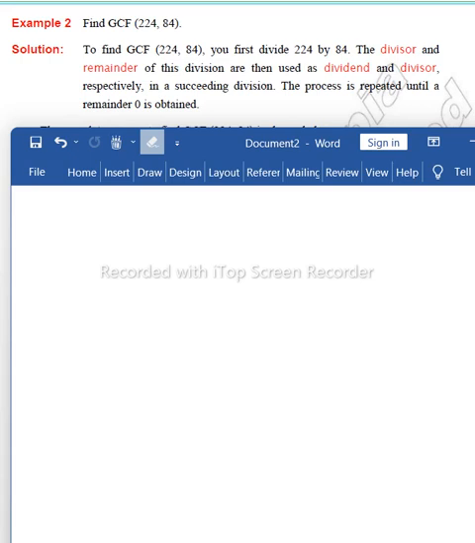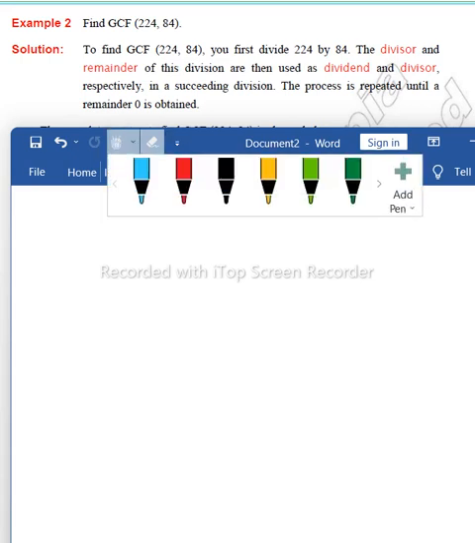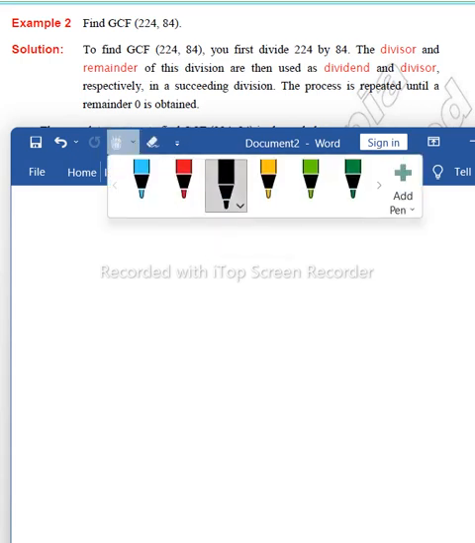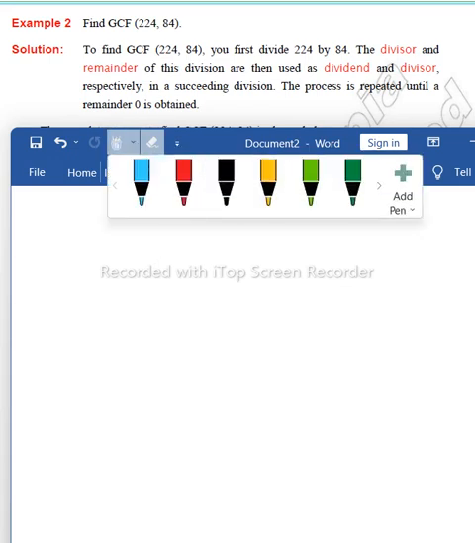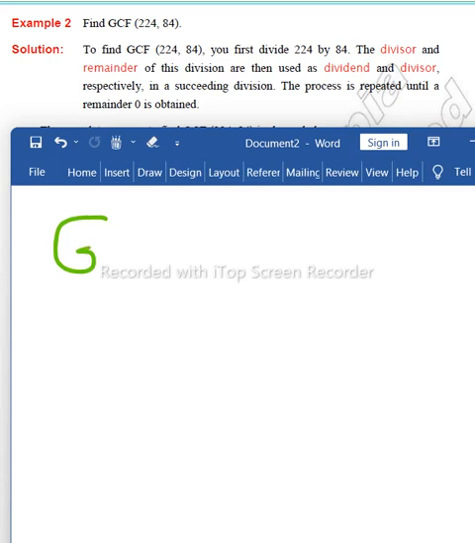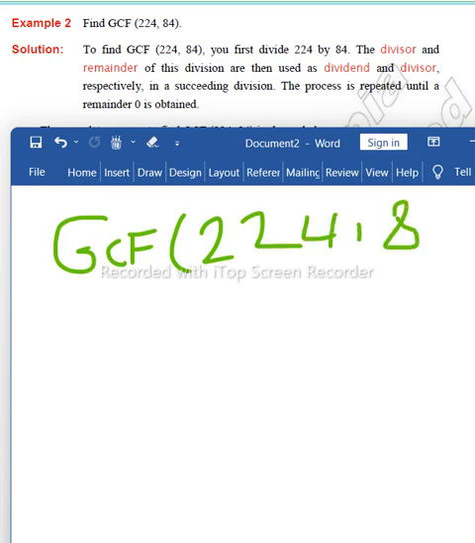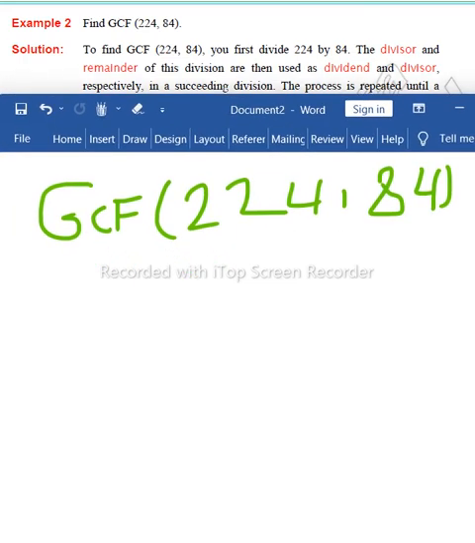So now, for example, here we have a given number, 224. Let us write it like this: what is the greatest common factor of 224 and 84, by inspection? Let us first divide.